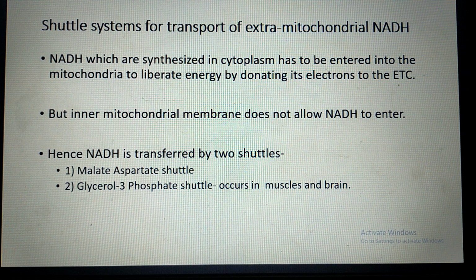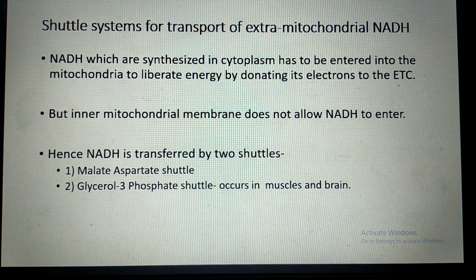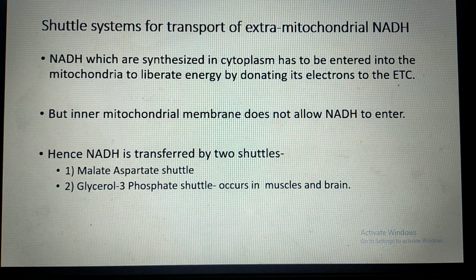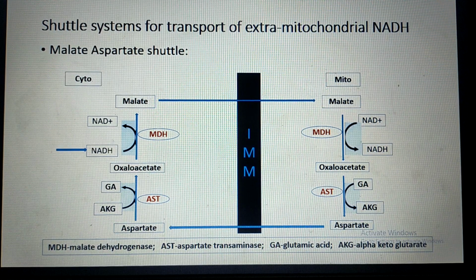First shuttle is called malate aspartate shuttle. It occurs in the majority of the tissues. And the second shuttle is glycerol 3-phosphate shuttle. It mainly occurs in muscles and brain. So this is the first shuttle, malate aspartate shuttle.